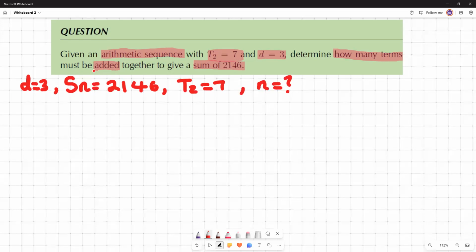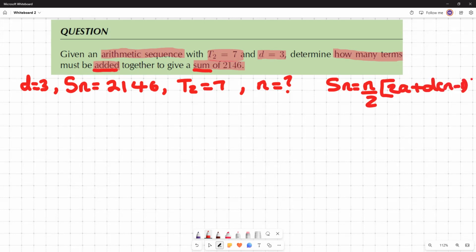And then since they say these terms must be added to give the sum, I know that I'm doing a sum question. So I need to write down the sum formula. I know that I'm going to use this formula: Sn equals n over 2, in brackets 2a plus d, in brackets n minus 1. The reason I chose this one is because they said the pattern is arithmetic. Sometimes they'll say linear. Arithmetic and linear just mean the same thing.